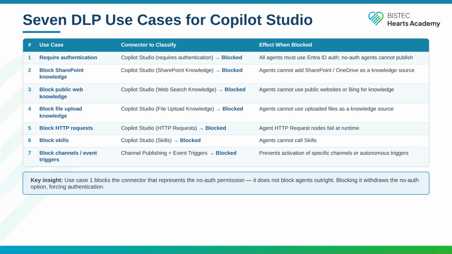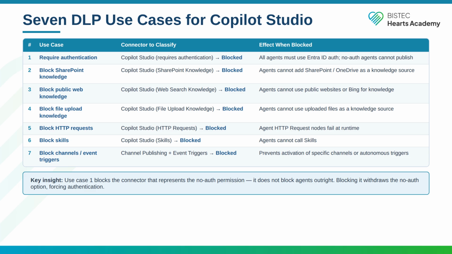Use case 5 is block HTTP requests. Move the HTTP requests connector to blocked. All HTTP request nodes and agents within scope will fail at runtime. If some HTTP calls are acceptable, use endpoint filtering rather than outright blocking. Move the connector to business and add an allow list of approved hosts.